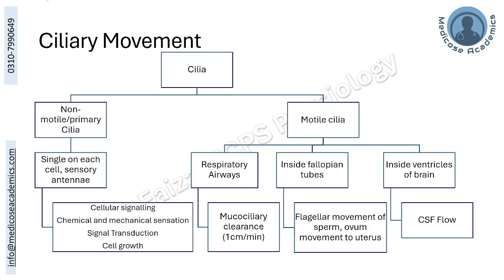The second type of cellular locomotion is ciliary locomotion. Before we talk about this, let's have a quick overview of what cilia are. Basically, these are cellular projections outside the cell membrane. The cilia can be non-motile, the primary cilia, which are present on each cell and act as sensory antennae for cellular signaling, recognition, transduction, and cell growth. Whereas what we are concerned with right now is the motile cilia, which are involved in ciliary locomotion.